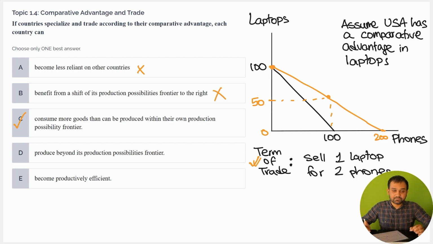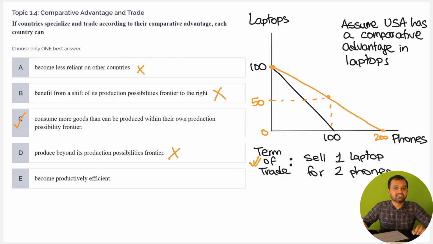D, produce beyond its production possibilities frontier. By definition, PPFs show the production capacity. You cannot produce beyond that, because if you can, then you have drawn the production capacity in an incorrect manner. By definition, you cannot produce beyond your capacity. So therefore, this can be crossed out as well.